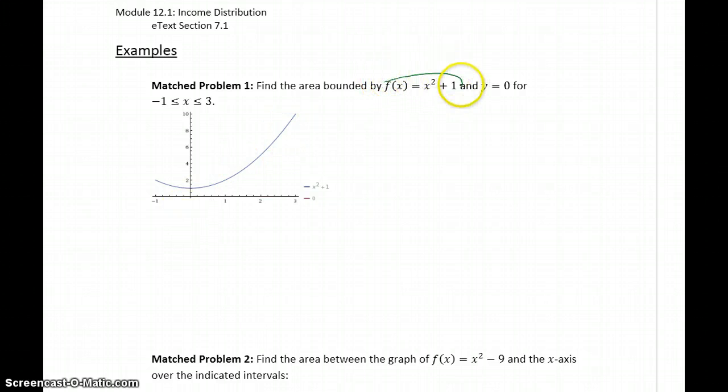So in this case we have f of x equals x squared plus 1, and we're considering all of this on the interval from -1 to 3. So in this case, x squared plus 1 is the function that's taking on the larger function values over the course of that entire interval, and y equals 0 is the function that's taking on the smaller function values.